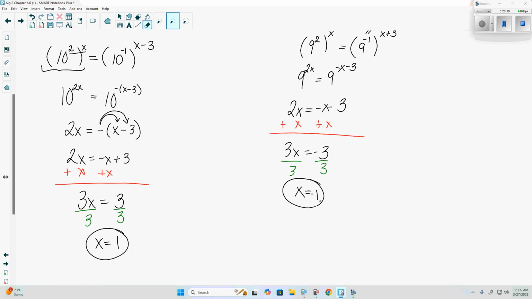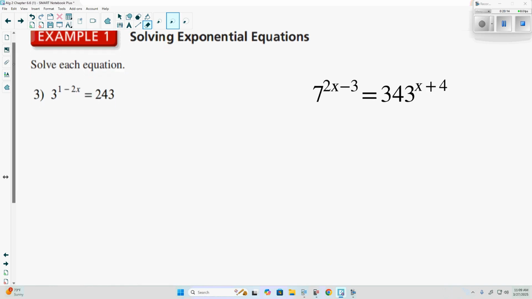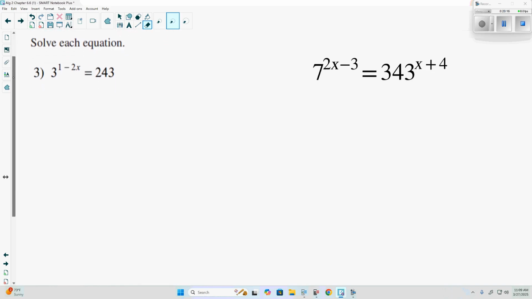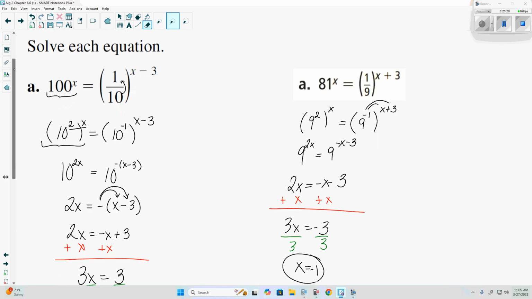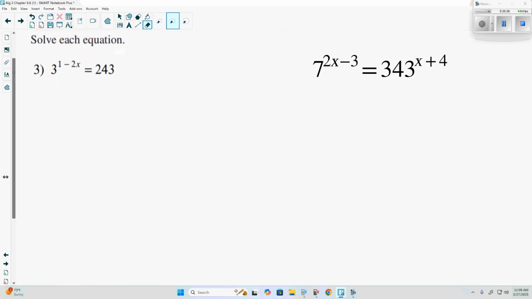Questions on these here? Do we feel pretty comfortable with these here? Yes. All right. Do we want to look at 3 or the other one up here? 7.